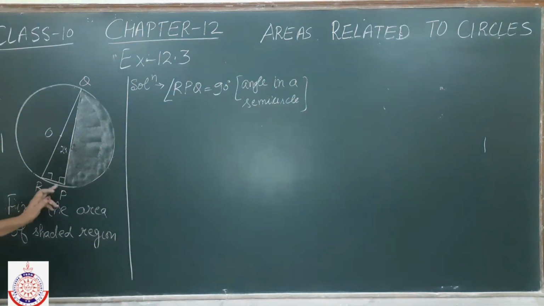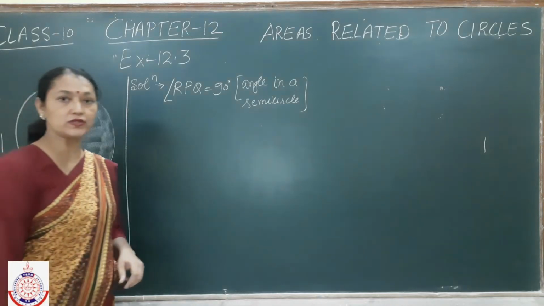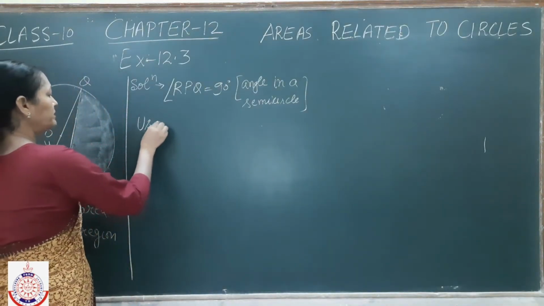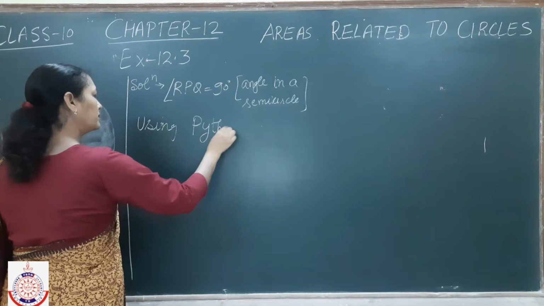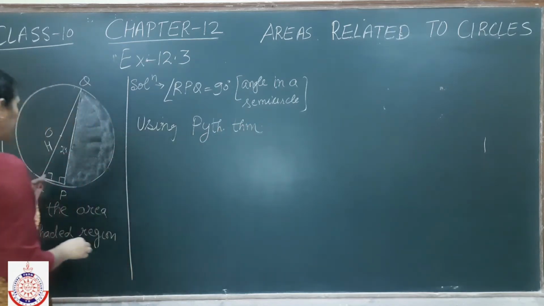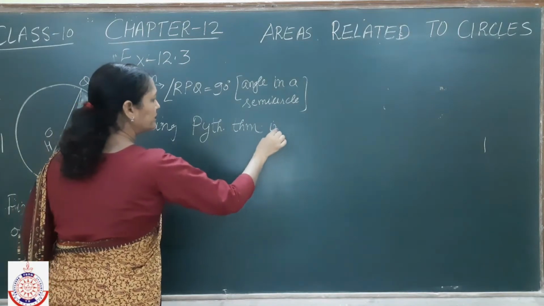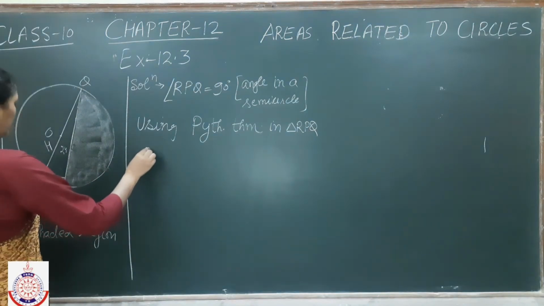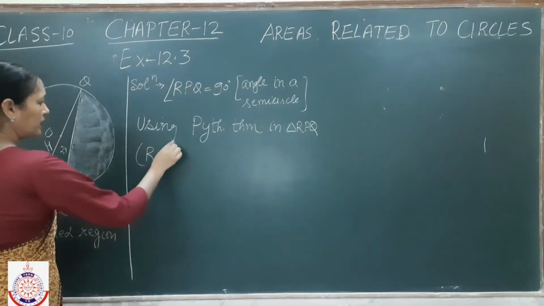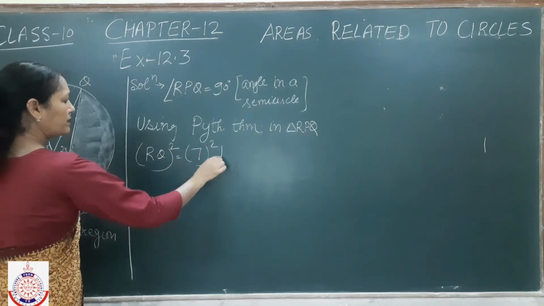Now if this angle RPQ is 90 degrees, that means this is a right angle triangle, and in this right angle triangle the base is 7, the perpendicular is 24. That means using the Pythagoras theorem we can find the hypotenuse. So using the Pythagoras theorem in triangle RPQ, we can write that RQ square is equal to 7 square plus 24 square.